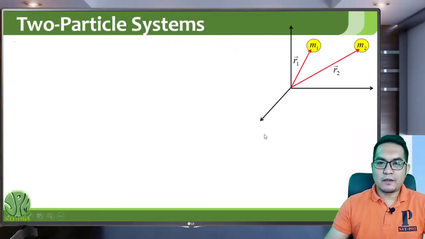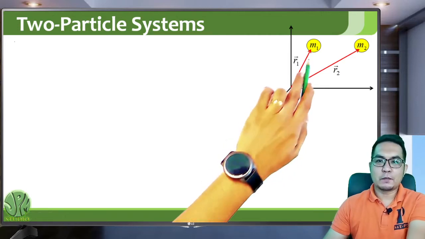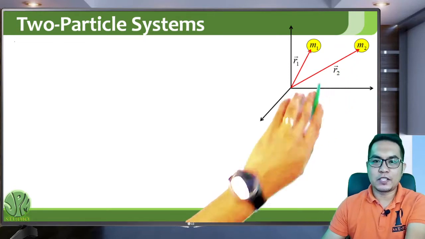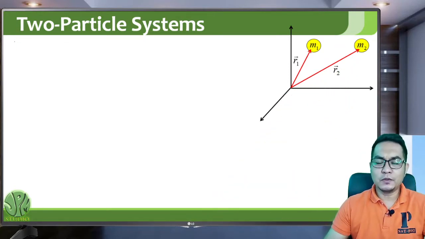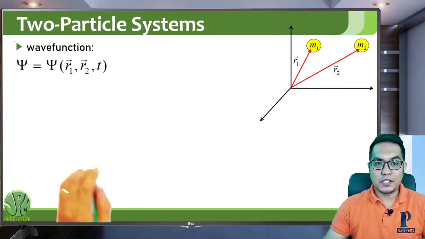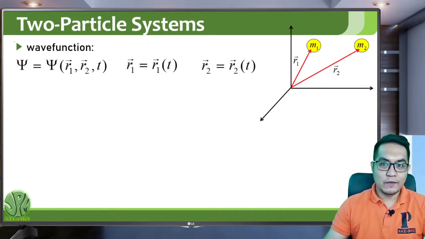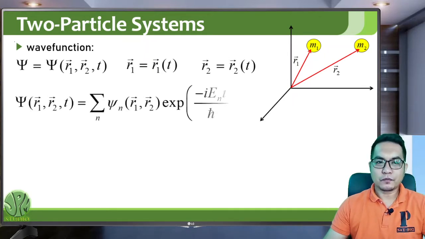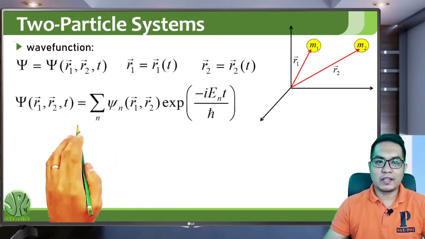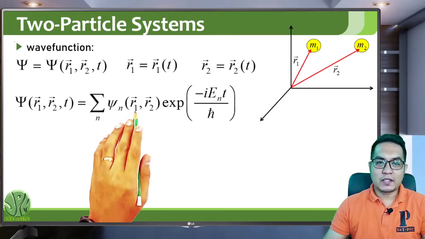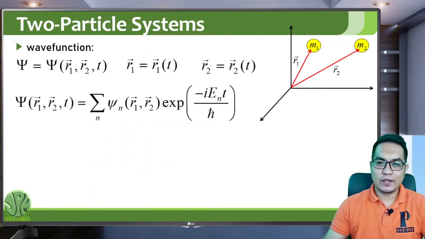Suppose you have a two-particle system. The first particle has mass m1 and position r1. The second particle has mass m2 and position r2. You will expect that the wave function will now be a function of both positions, r1 and r2, where both are assumed to be time dependent. The wave function will look similar to that of a single particle, but now it's a linear combination of the time-independent wave functions for the two particles with positions r1 and r2.